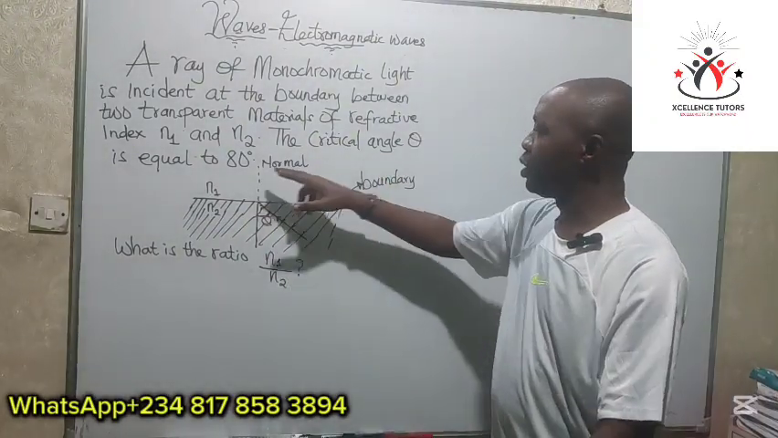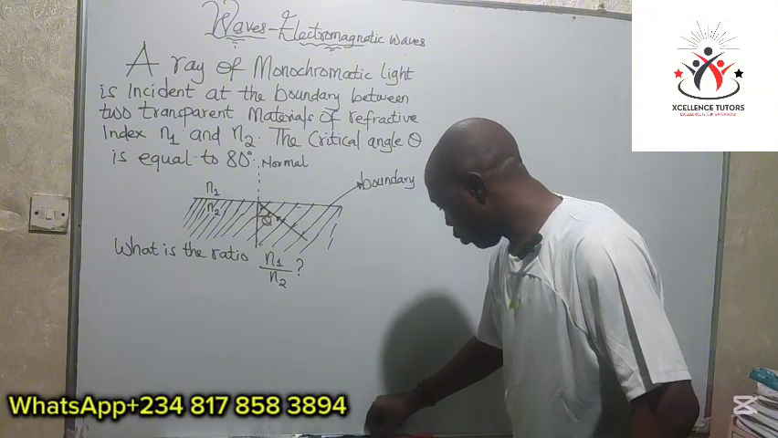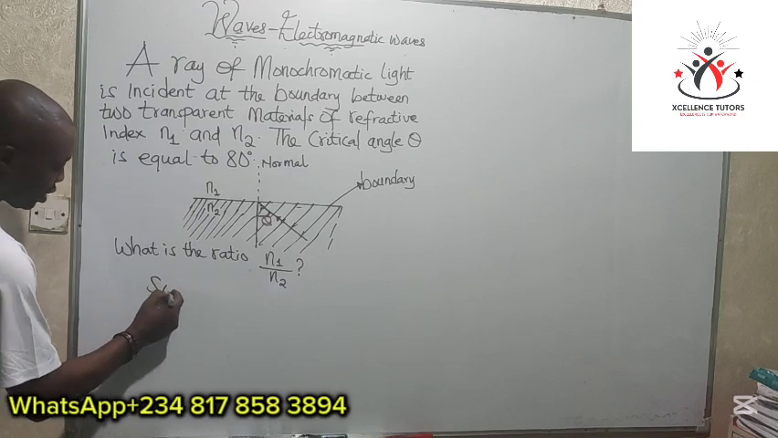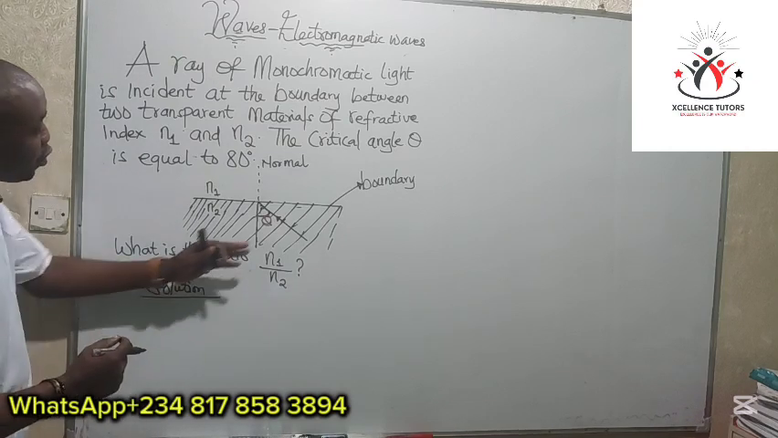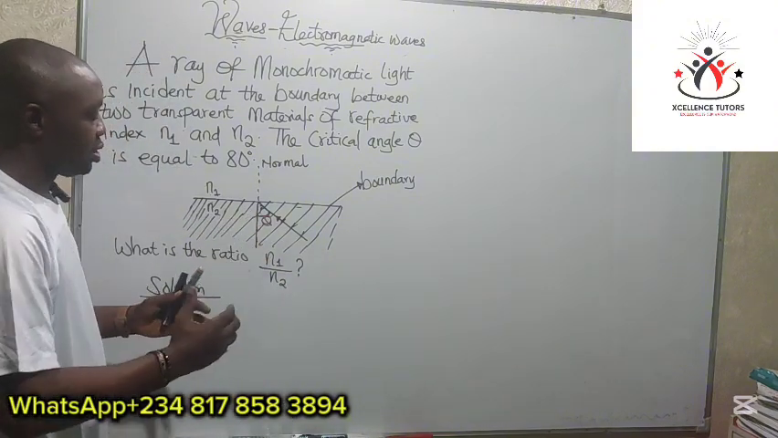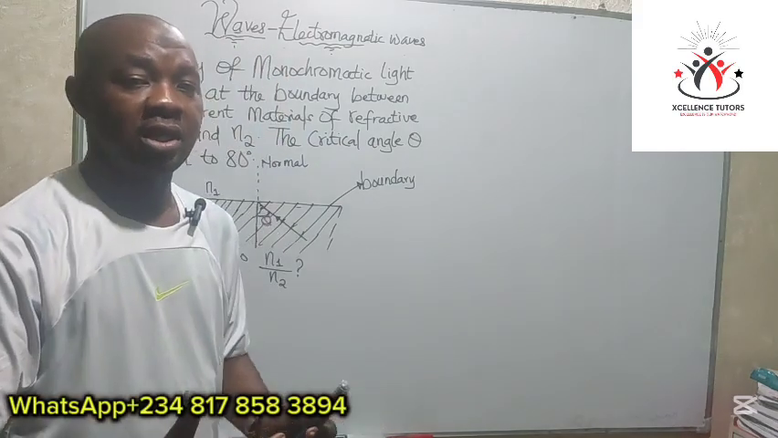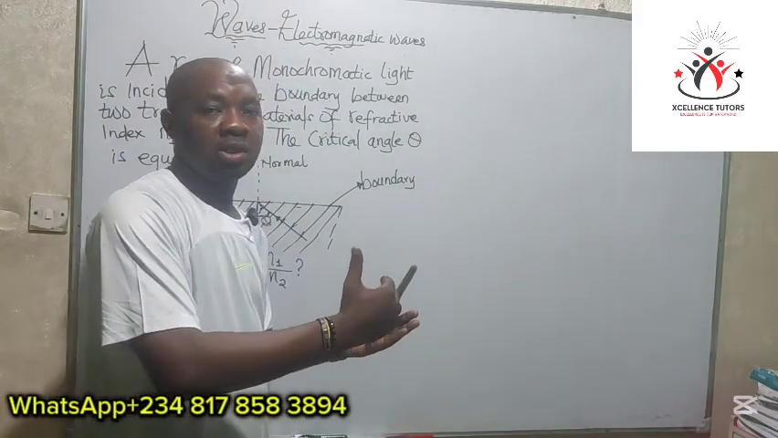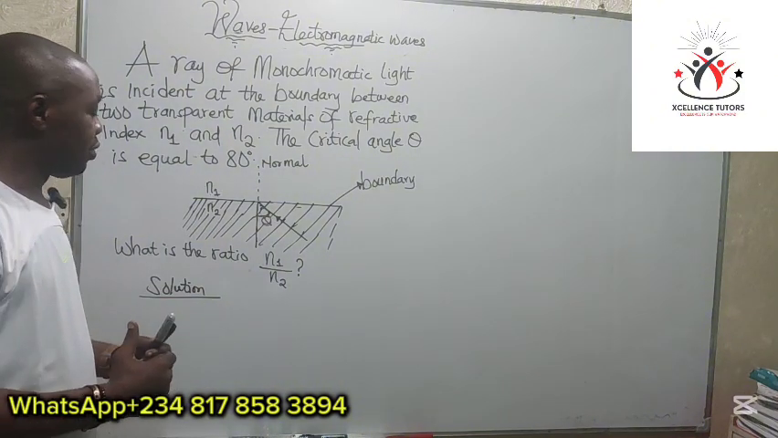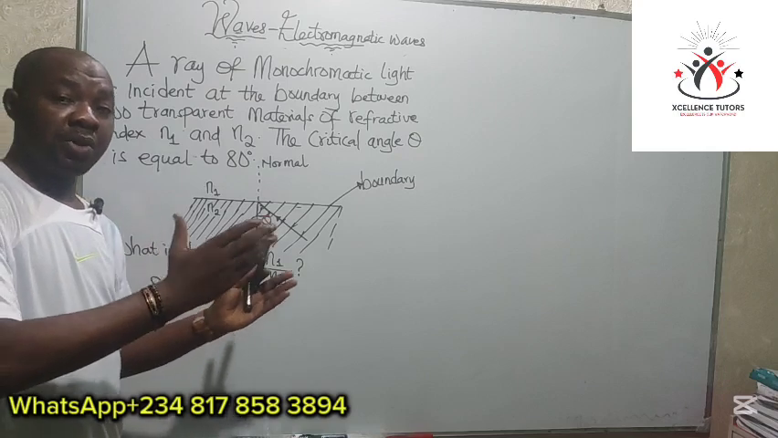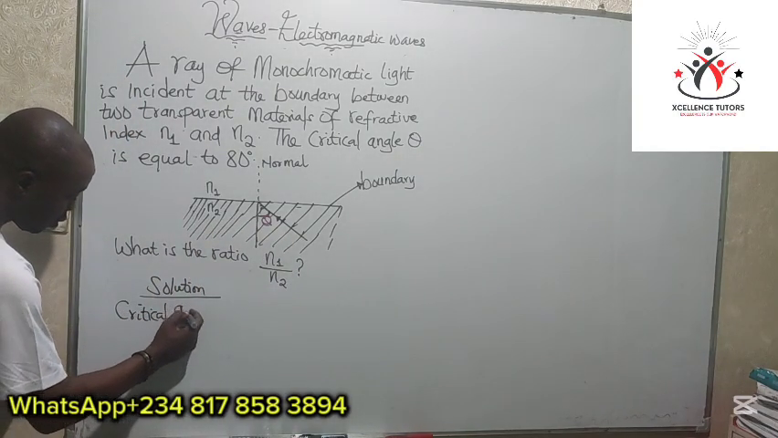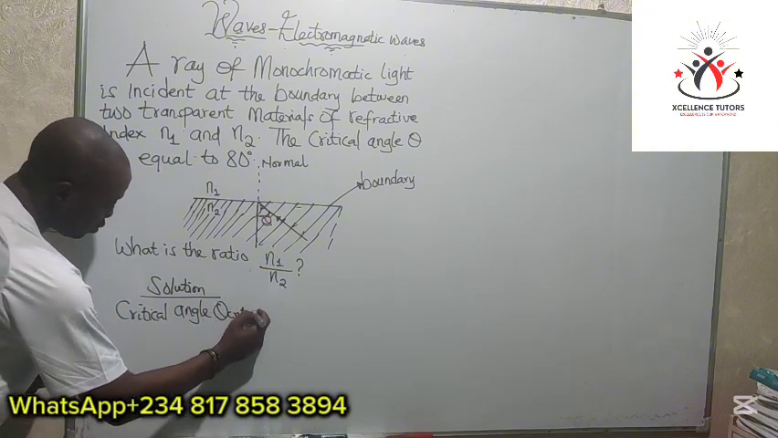So that's why we have what we call the critical angle, and we are given the critical angle. Critical angle is the angle of incidence at which the refracted ray emerges tangent to the boundary, which means the angle which the refracted ray will make with the normal will be 90 degrees. So we have the critical angle.